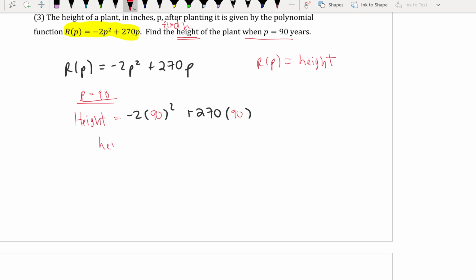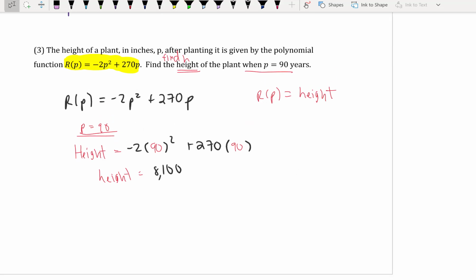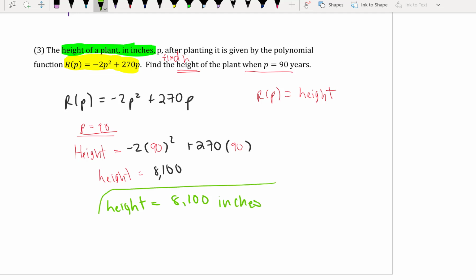So then your height is equal to 8,100. So that's going to be the height. And remember here, the height is given to you in inches. So we're going to say that the height is equal to 8,100 inches. So after 90 years, that's how high the plant is going to be, which is a very tall plant, I guess.